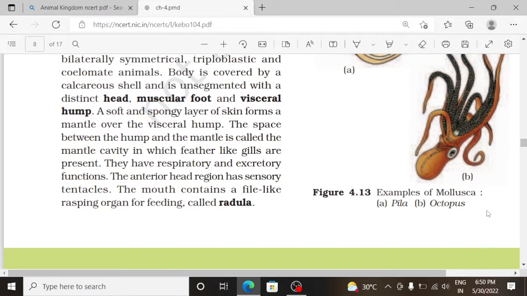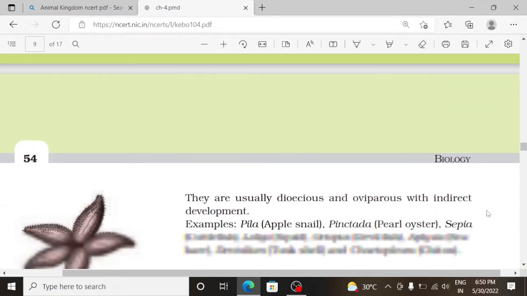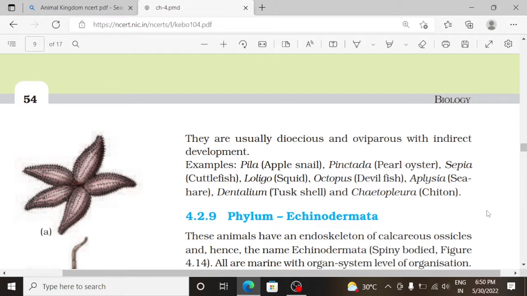The anterior head region has sensory tentacles. The mouth contains a file-like rasping organ for feeding called radula. They are usually dioecious and oviparous with indirect development. Examples: Pila, apple snail; Pinctada, pearl oyster; Sepia, cuttlefish; Loligo, squid; Octopus, devilfish; Aplysia, sea hare; Dentalium, tusk shell; and Chaetopleura, chiton.